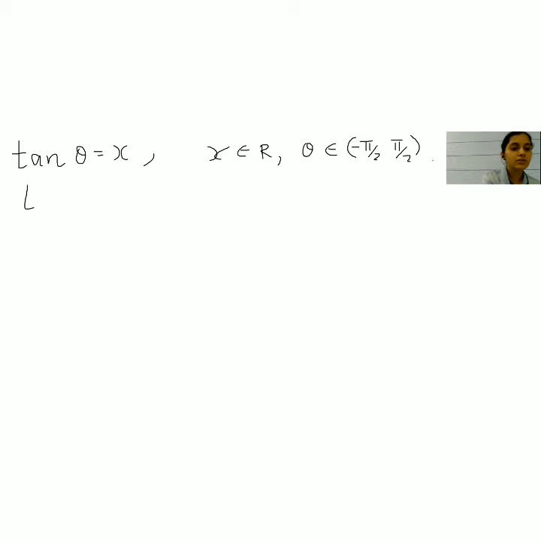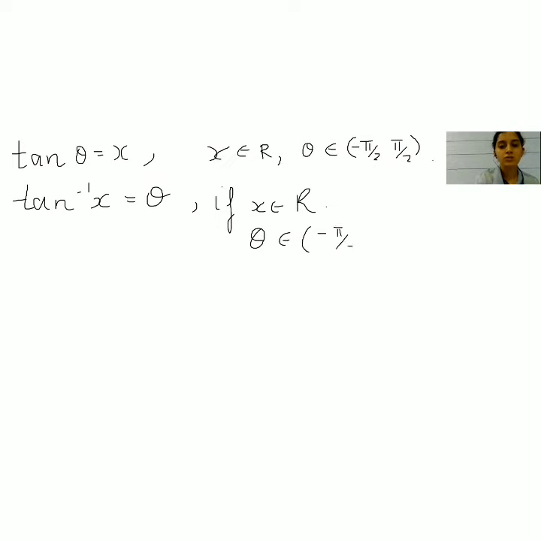So when will tan inverse exist then? For the same range and domain, tan inverse x is equal to theta is possible only if x belongs to R, and theta belongs to minus pi by 2 to pi by 2 and any value between them. That is the inverse function for tan.